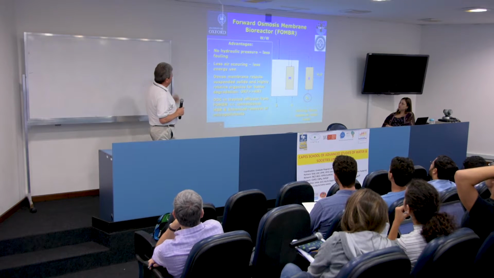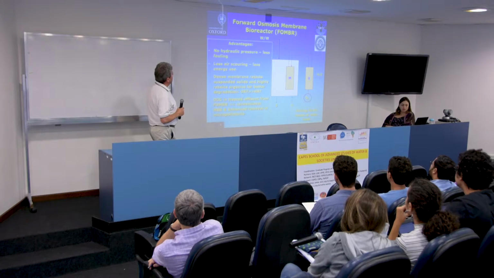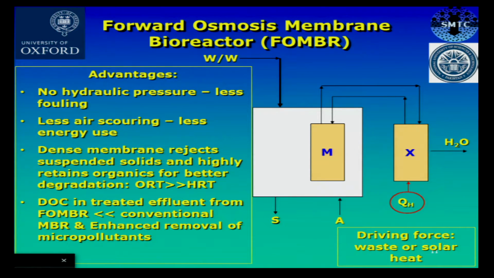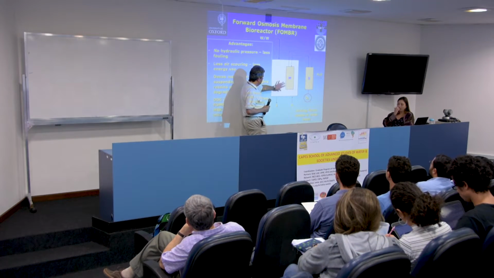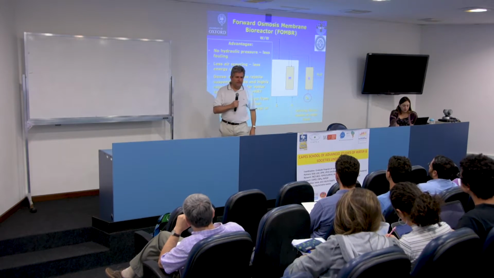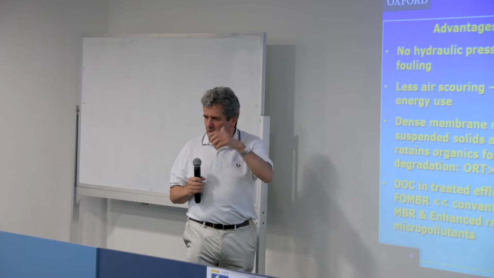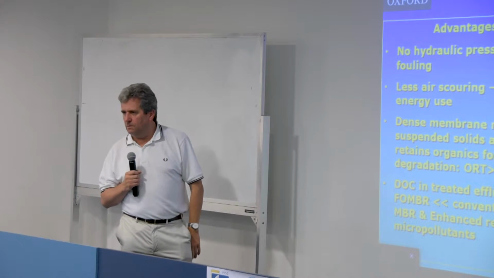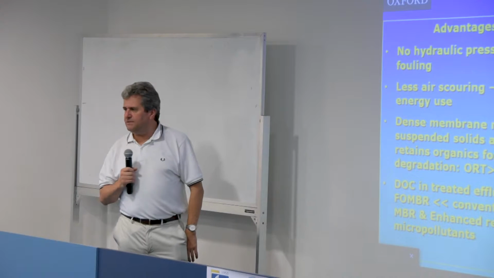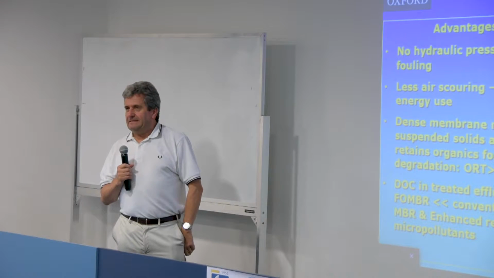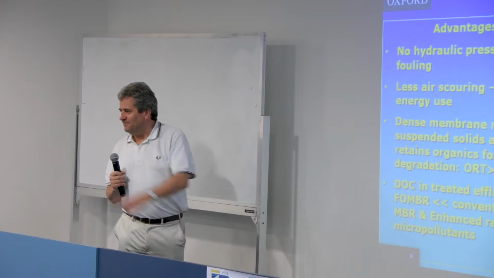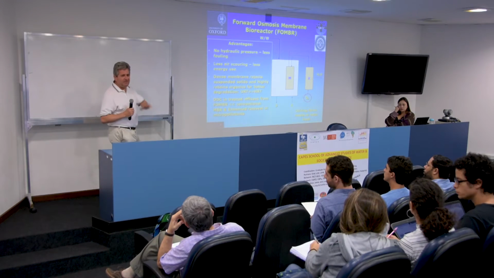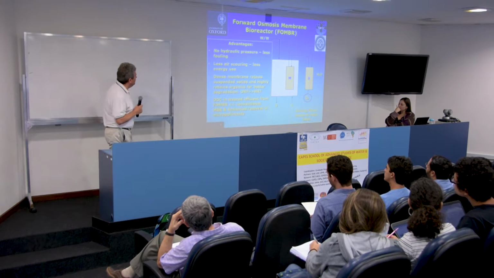Now, let's talk about the FOMBR. So that stands for forward osmosis membrane bioreactor, FOMBR. And the way that that's working is, as I mentioned before, I've got a wastewater that's coming into a tank. So this looks very much like an activated sludge process, which is the main kind of process that's used for wastewater treatment. It was invented in Manchester in 1910. So we just had our centenary.